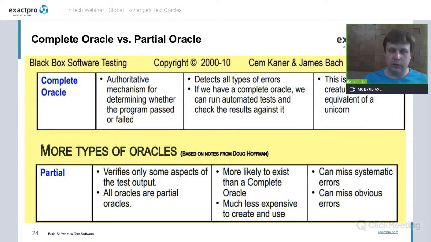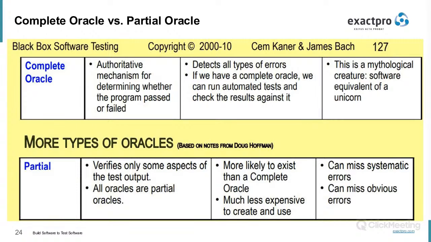In black box software testing, they borrowed a little bit of taxonomy from Doug Hoffman, and they also give slightly different definitions. It is quite fun to go and check what they are saying about the complete oracle and the partial oracle.